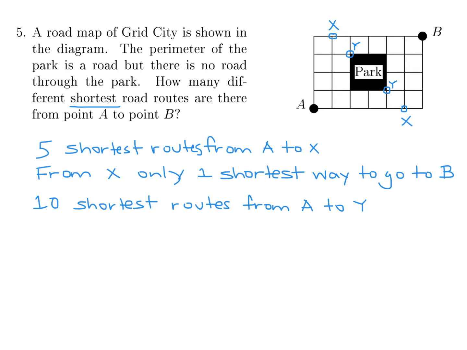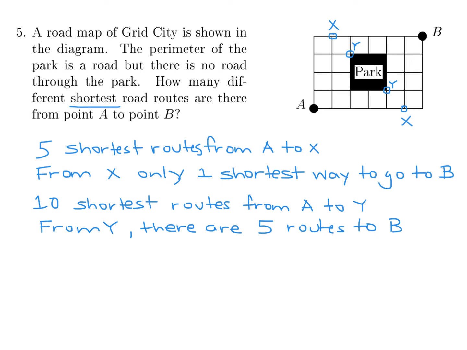All right. So once you get to Y right here, from that point, there's 5 routes to B. And those 5 routes, here's 1, here's 2, here's the 3rd way, here's the 4th way, and here's the 5th way, all the way across like that. Okay, so now let's add all this up.